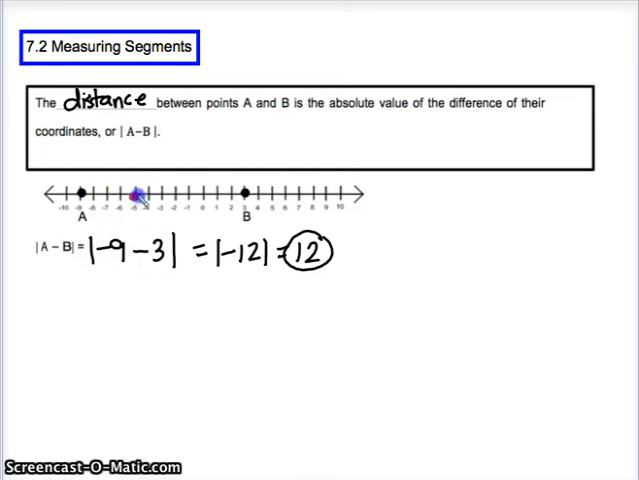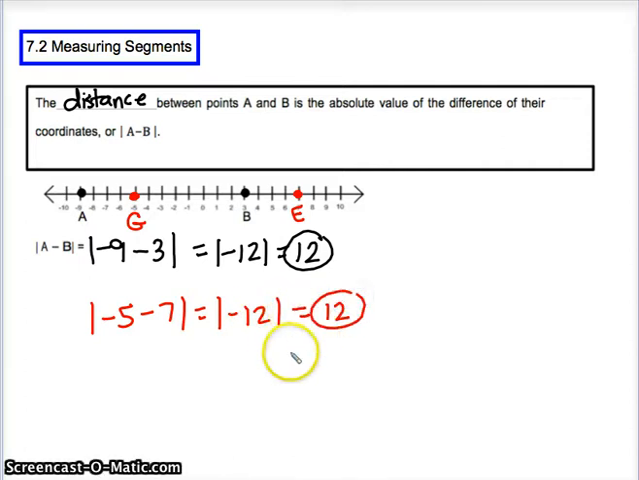How about we find the distance between the points G and E? To find the distance between points G and E, we'll do the absolute value of the coordinate of G, which is -5, minus 7. We'll take the absolute value of -12, which becomes 12. So the distance between these 2 points is actually the same, even though they are in different locations on the number line. Pretty cool.